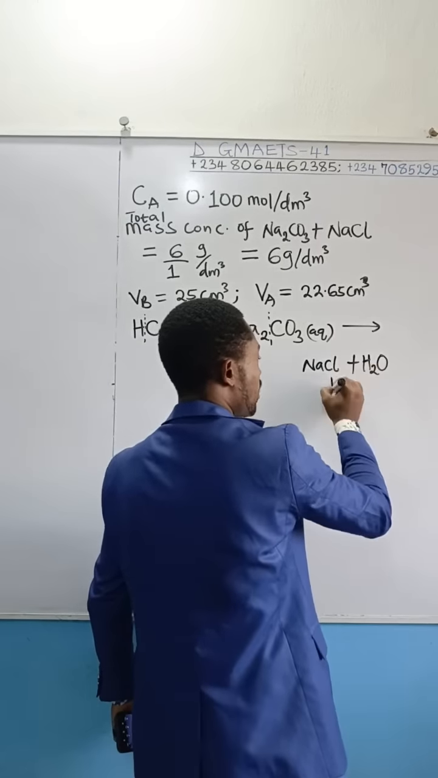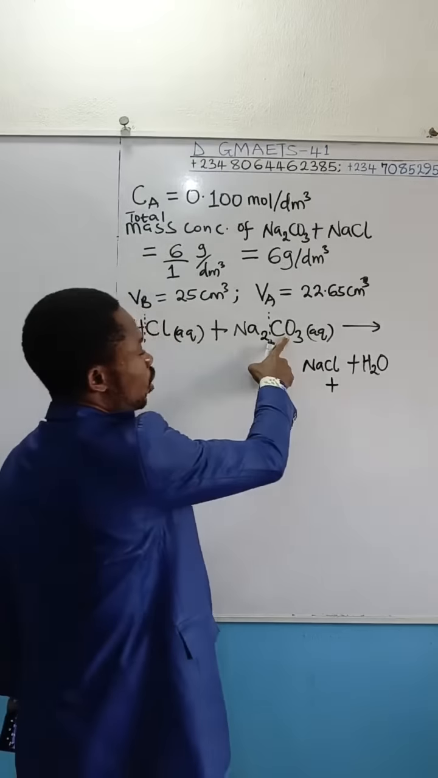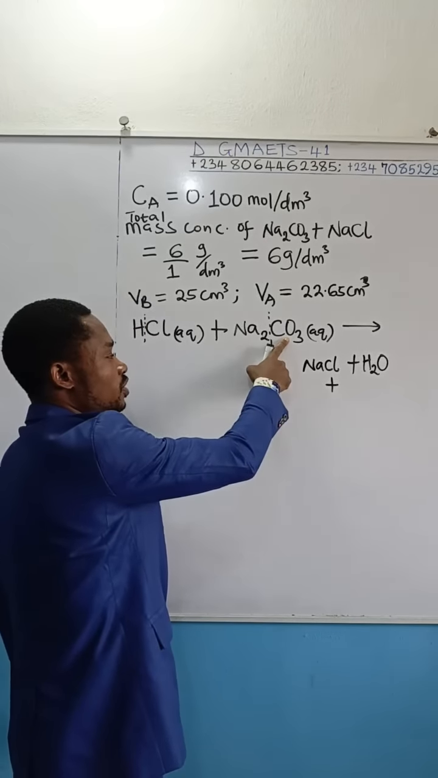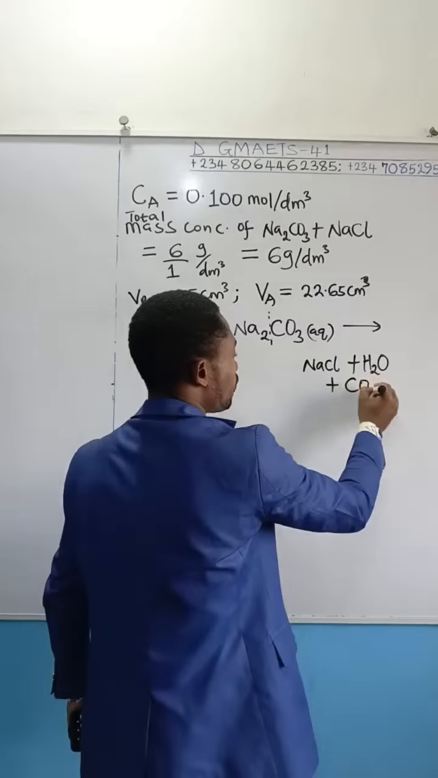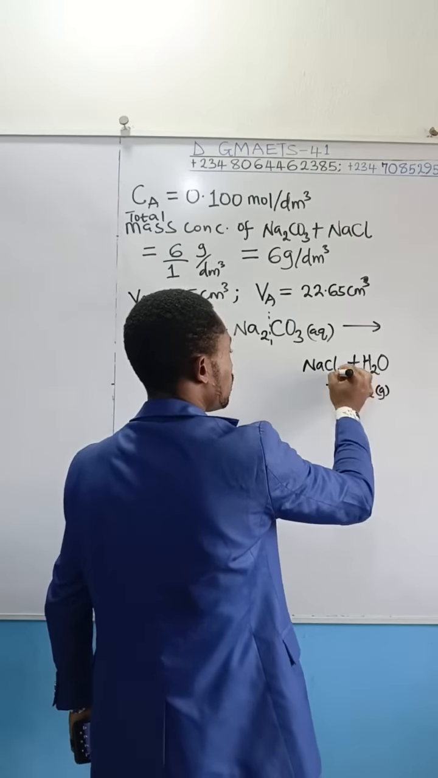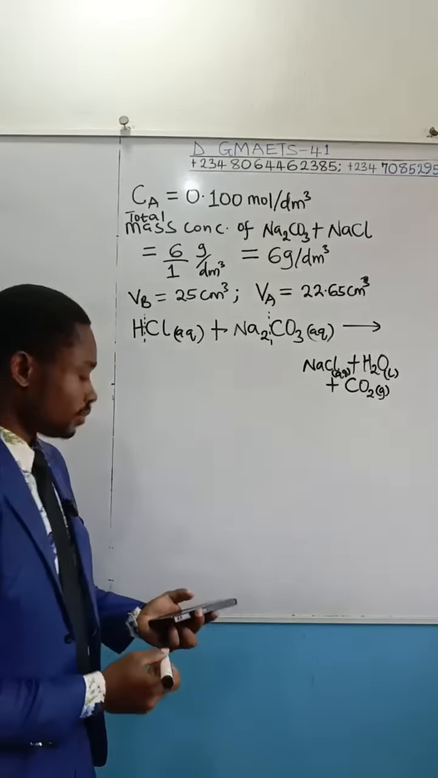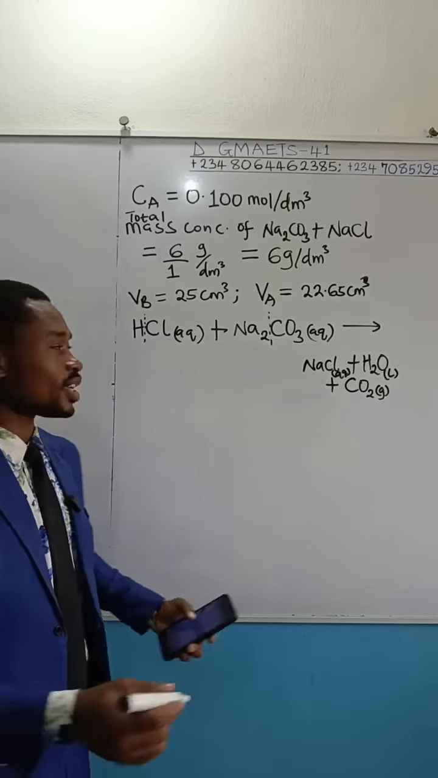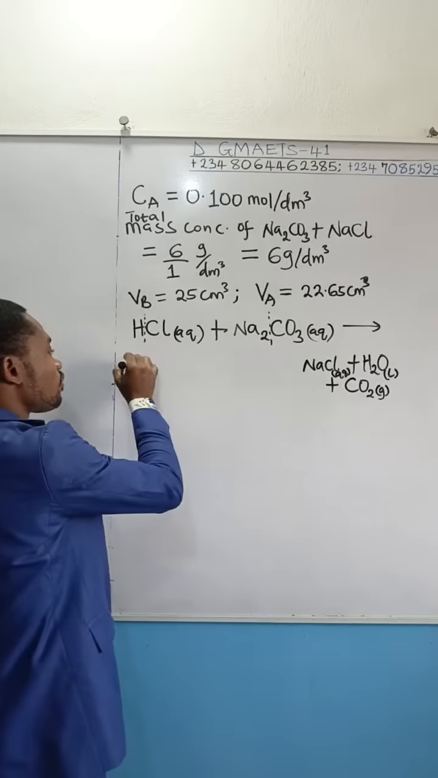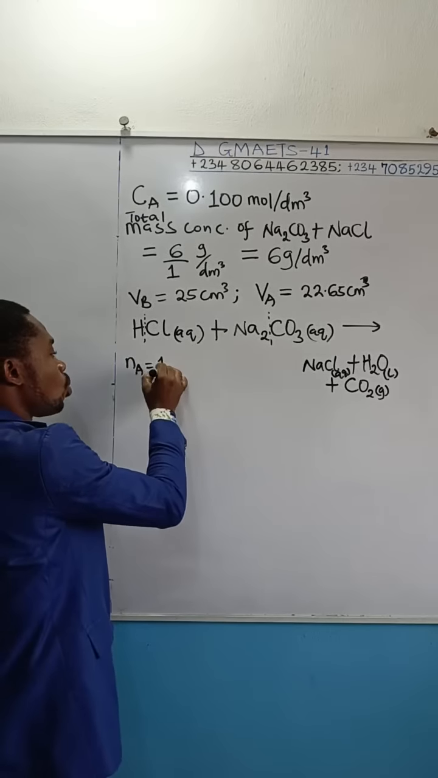H2O. Then finally, if one oxygen is removed from here, you'll be left with 2 oxygens. Combined with this carbon, we give you carbon dioxide. Are you following, right? So this is what you're going to get. Now from the reaction equation, you see clearly that the number of moles of acid Na is equal to 1.